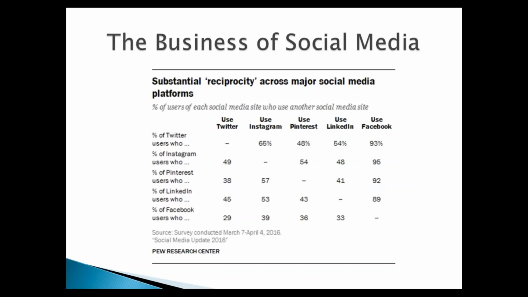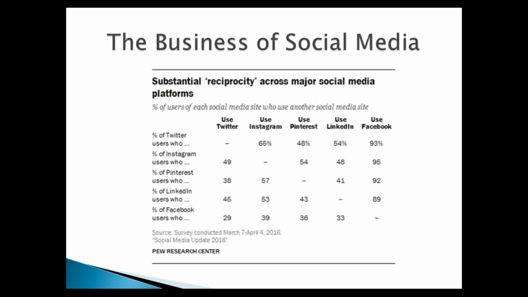You will see then other habits. One of the things that a lot of these social media companies measure is reciprocity. What that means is the percentage of people who use one site who use another site. I think this is reflective of the fact that for a lot of people, one social media platform doesn't satisfy everything. Some people like to go back and forth between two, three, maybe four, maybe even all of them. It depends on your time. It depends on your needs.